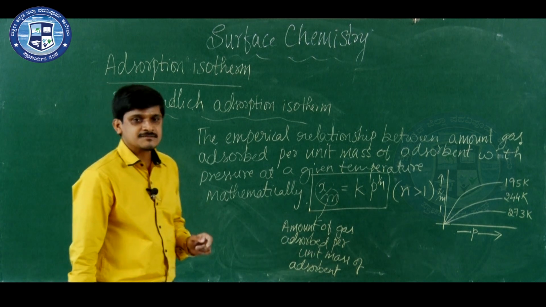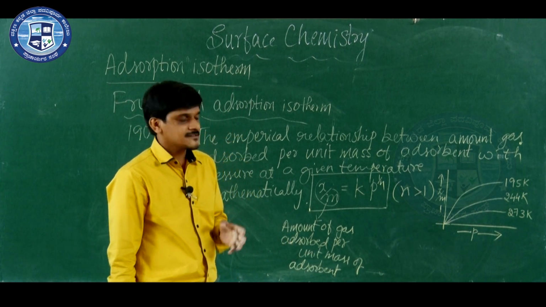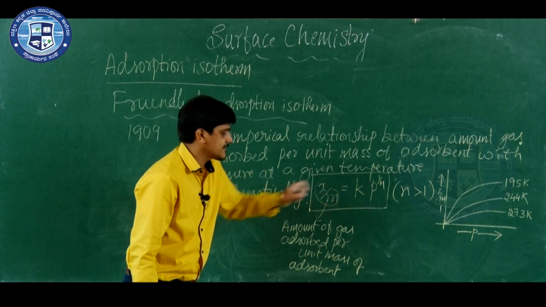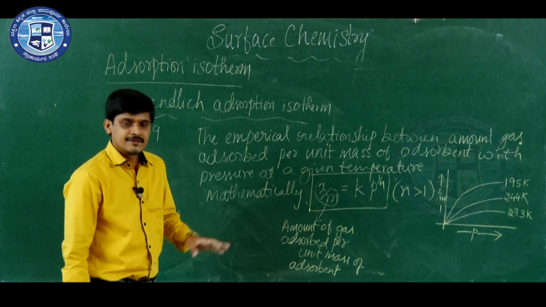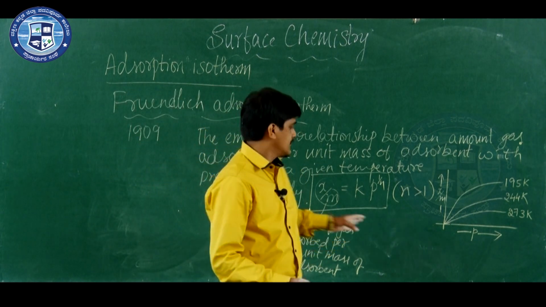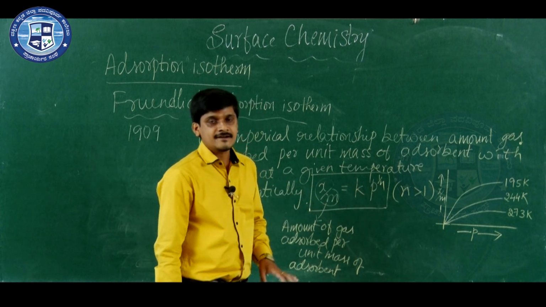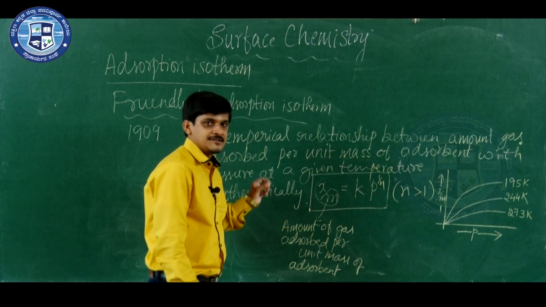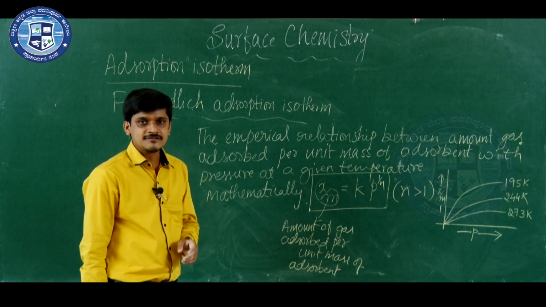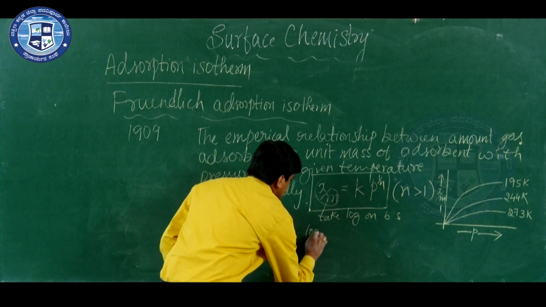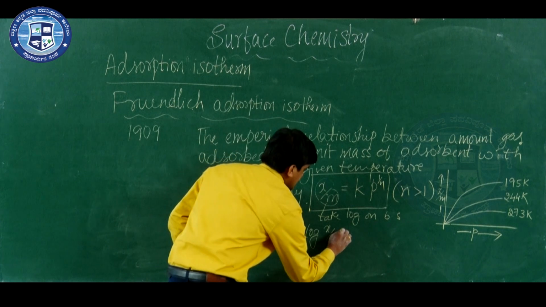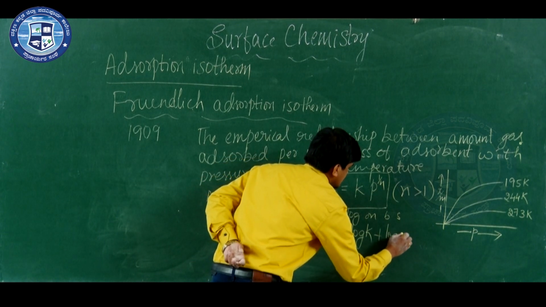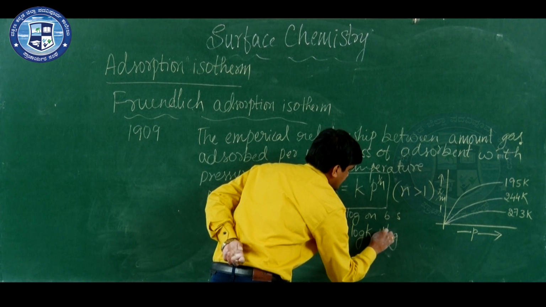Now, is this Freundlich adsorption isotherm valid? How to check that? To check that it is valid, you have to take log on both sides of this equation. Then if you plot the graph between log of this and log of that, and you get a straight line graph, that will be the proof for the Freundlich adsorption isotherm. So, if you take log, that is log x by m is equal to log k plus 1 by n log p.